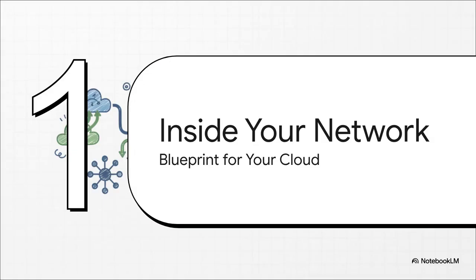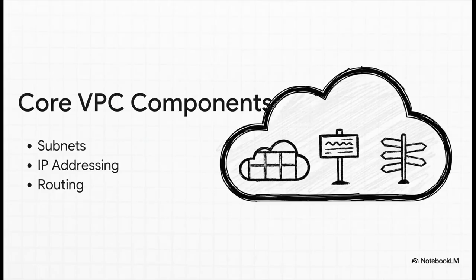Okay, so you've got your fenced-off property. Now what? Time to look at the blueprint, right? Let's go inside your virtual network and see what makes it tick. Every VPC is built on 3 core pillars that make the whole thing work. You've got subnets, IP addressing, and routing. We're going to look at each one.